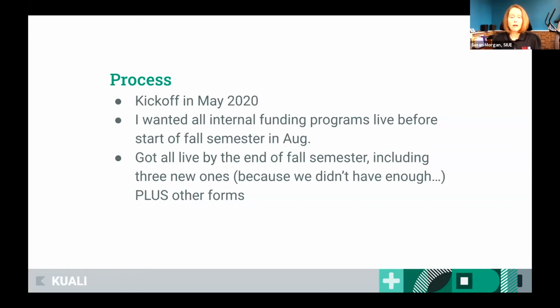So we got them all live by the end of the fall semester. So that was right before Christmas in December, including 3 new ones. Because we didn't have enough internal funding programs, we managed to add 3 new ones this year. Plus we got some other forms actually put into the system. So my director of graduate education really embraced the system. She's learned the system. She's very good with it, and saw the potential applications.